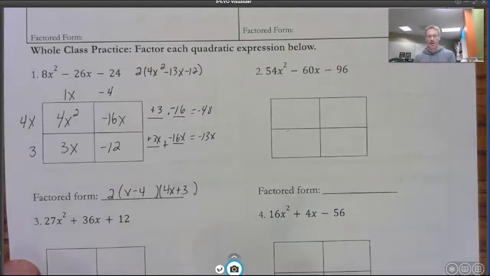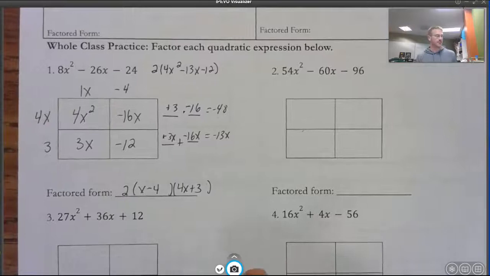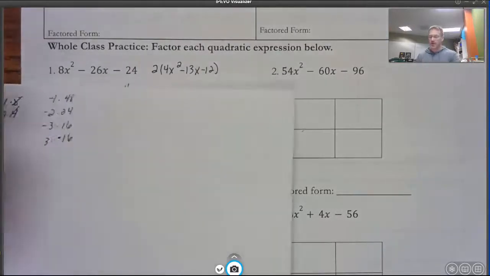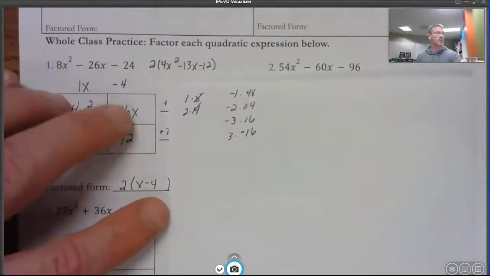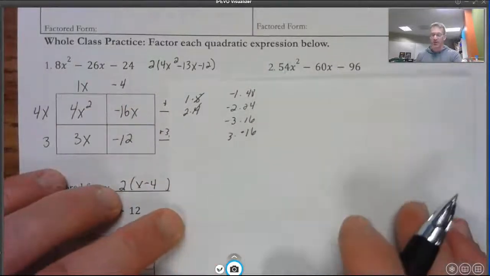Okay, so now looking at problem 2. So once again, we're looking for that GCF, so I'm going to start with my smallest coefficient, which also happens to be the a term again this time.